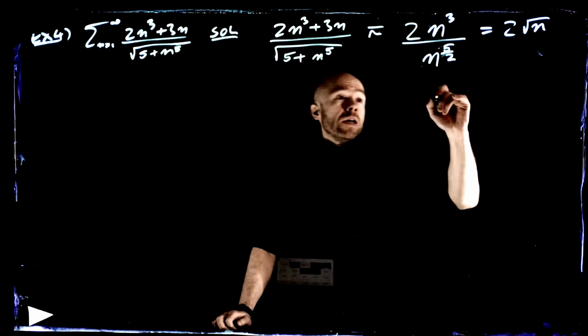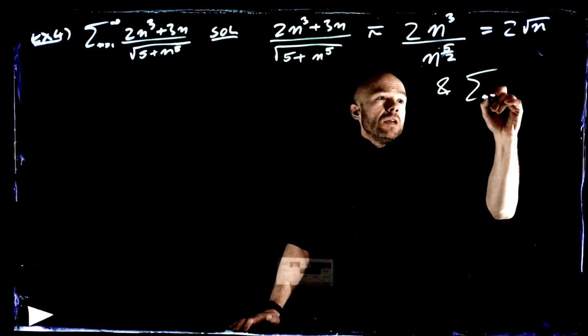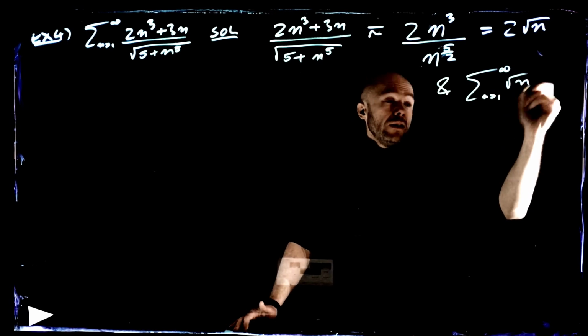And the sum n equals 1 to infinity, square root of n, obviously diverges.